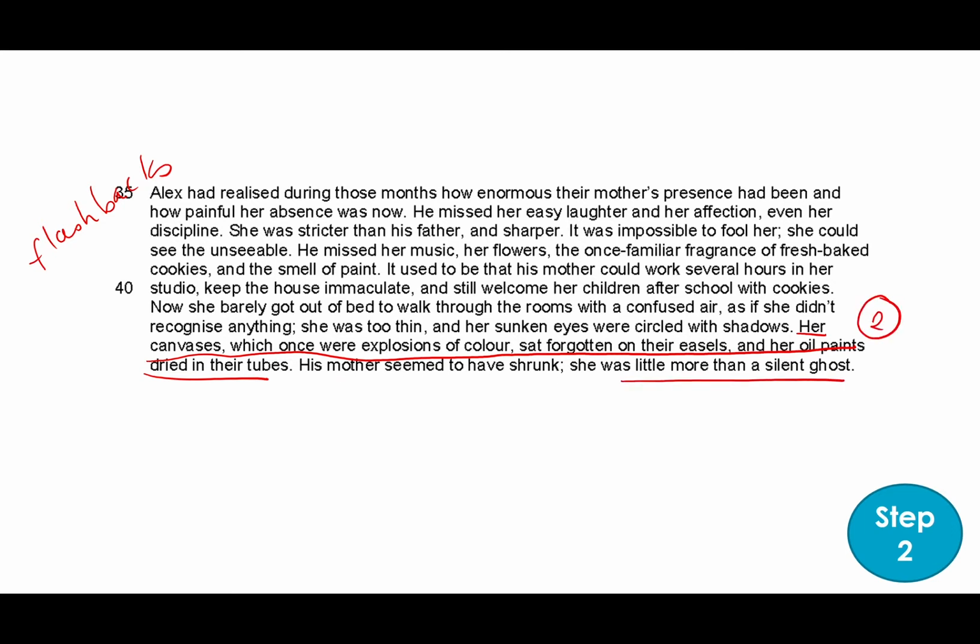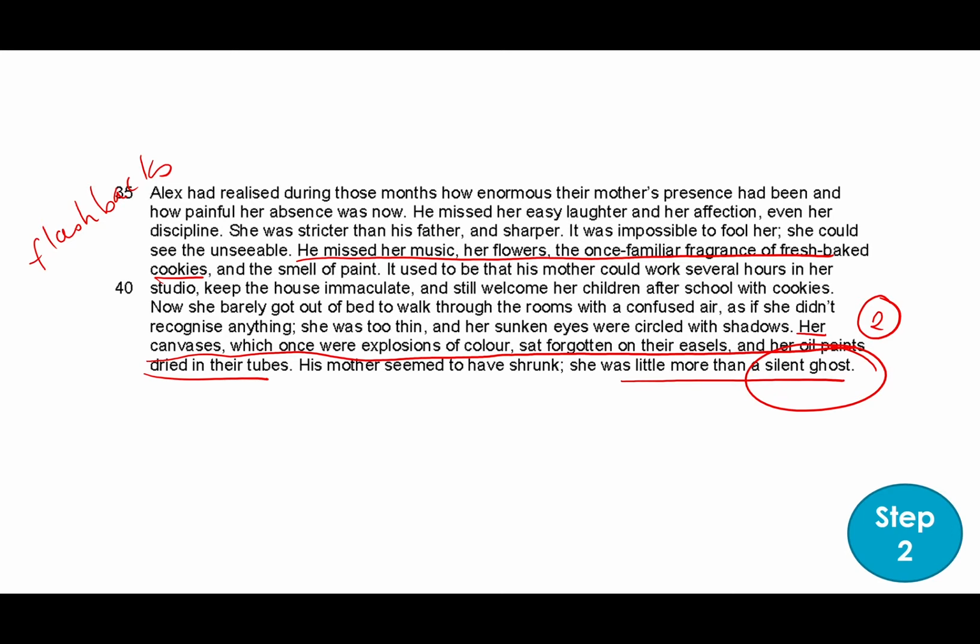Now, that is all describing the mother's illness. She has changed as a person. We know that she was an artist. She makes music, flowers, she makes cookies, she's very welcoming. But now she's a much more quiet person. And even here, she's a silent ghost. I'm going to come back to that.